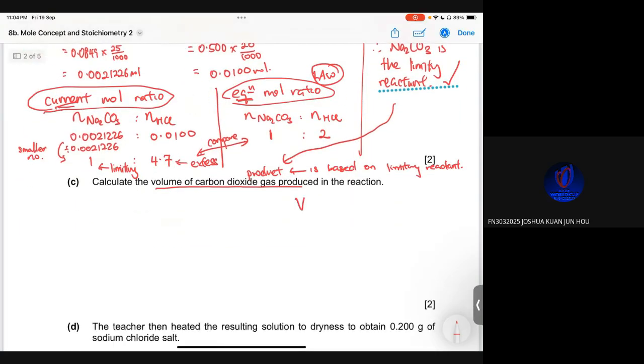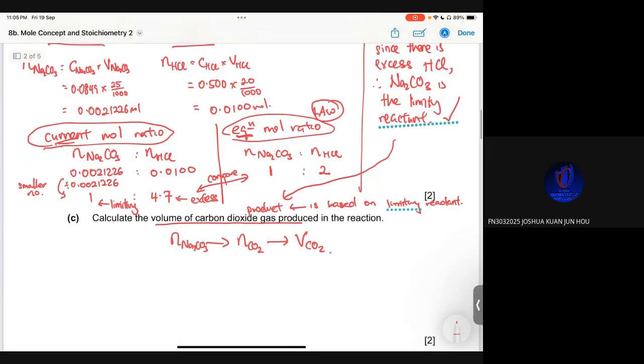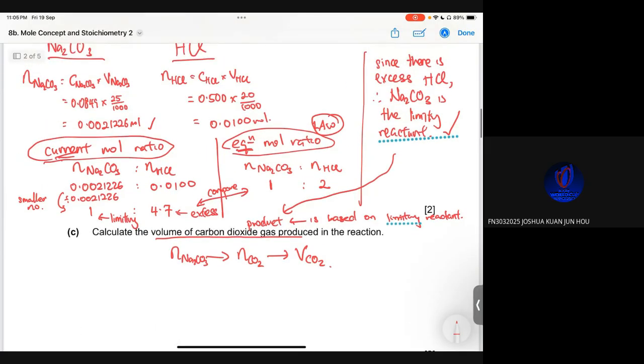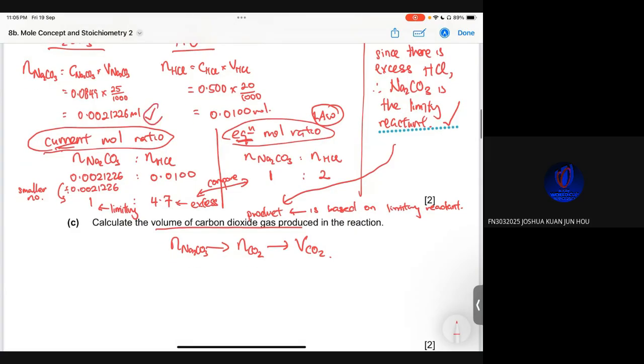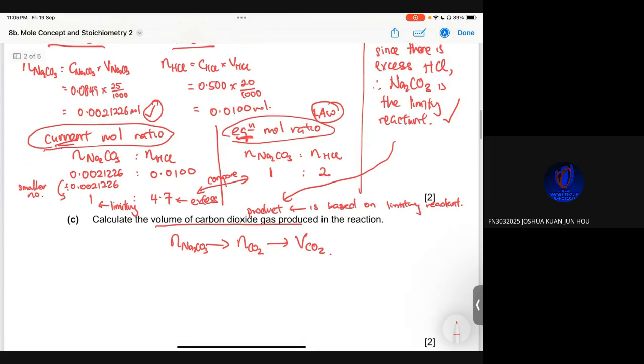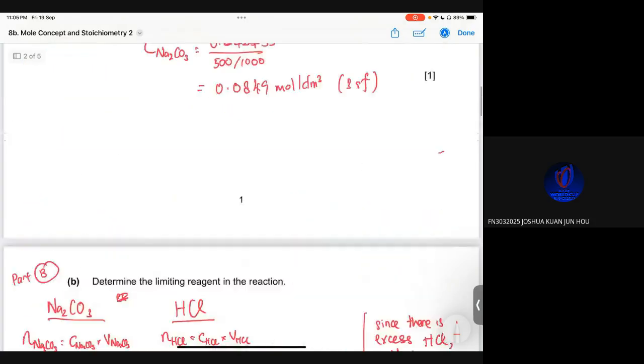So I want to find the volume of carbon dioxide formed. To find the volume of carbon dioxide, I will need the mole of carbon dioxide. To find the mole of carbon dioxide, I will need the mole of the limiting reactant, which is the mole of Na2CO3, which I have calculated. Okay, mole of Na2CO3 is this one, right? Over here. Okay, this is the mole of Na2CO3.